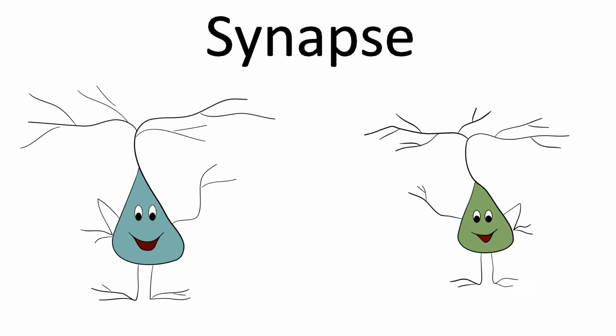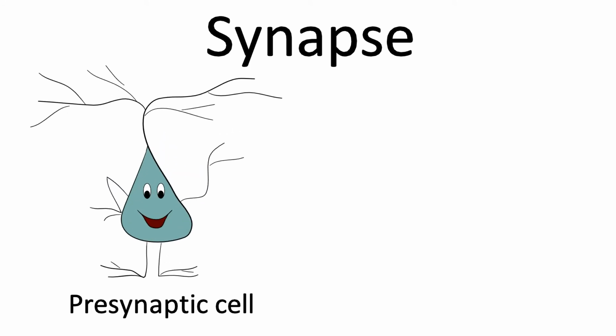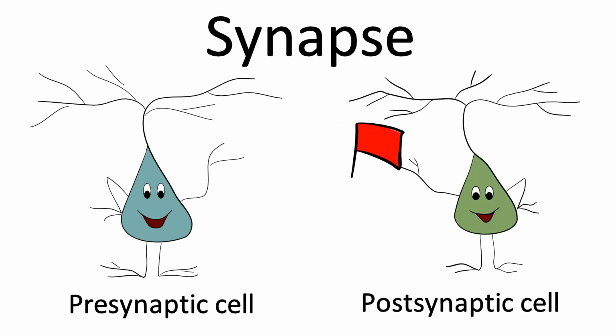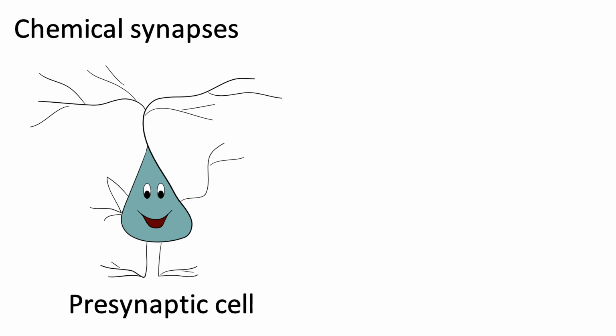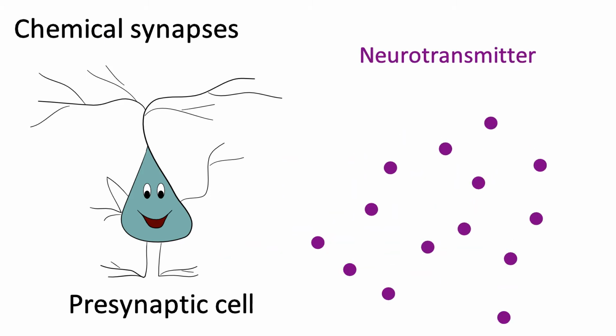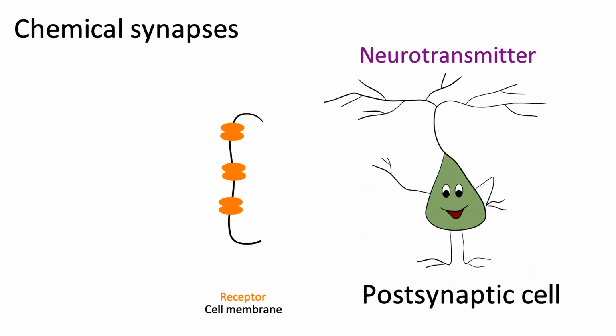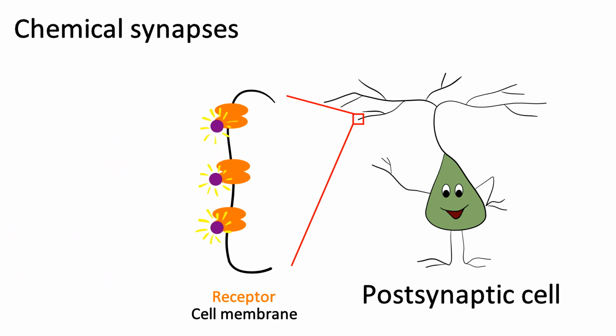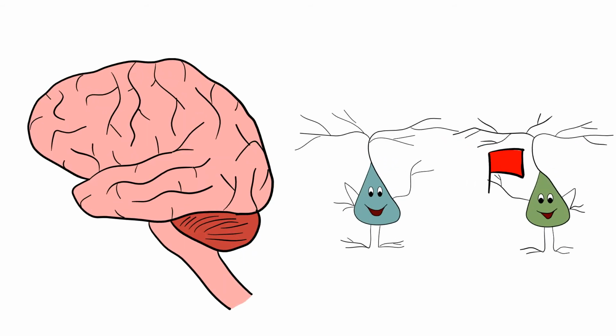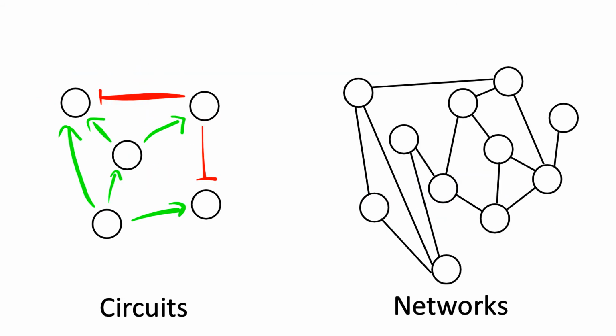Now, synapses are the site at which two cells communicate with each other, and usually consist of two parts: a presynaptic cell where the signal originates, and a postsynaptic cell that receives the signal. At chemical synapses, the presynaptic neuron releases molecules called neurotransmitters. The neurotransmitter can then bind to postsynaptic structures called receptors in order to elicit a response in the postsynaptic cell. This way, the signal is propagated, forming circuits and networks.